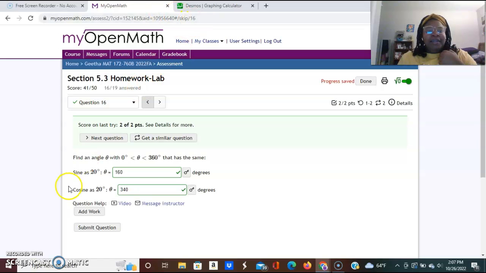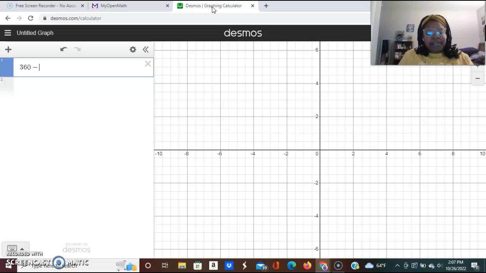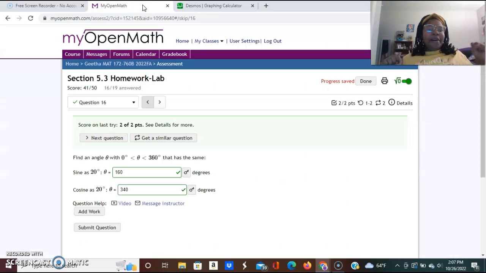And so when it comes to cosine, all you gotta do is subtract whatever the cosine degree is, which is 20 in this case. And that gives you 340 degrees. That's all you gotta do. It's that simple.